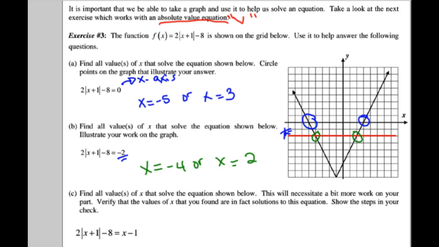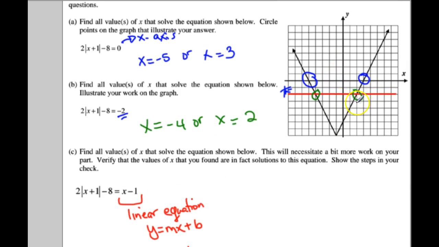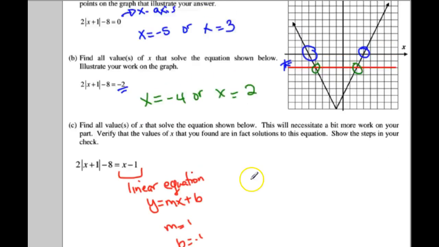Part C now looks a little bit more complicated. It has the same function, my absolute value function, 2 absolute value of x plus 1 minus 8, is equal to x minus 1. Now remember, these are my outputs. Here, this is actually a linear equation, one in the form y equals mx plus b. In this case, my slope m is 1, and my b is -1. So if I want to graph that line, I know my slope is 1 and my b is -1.